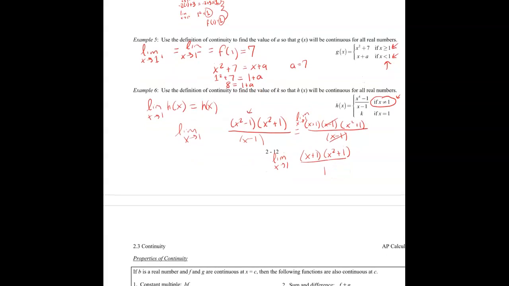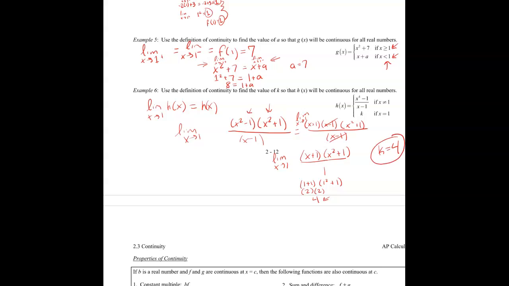Alright. So now I've got what I can to cancel, I'm going to go ahead and plug in 1. So plugging in 1, I don't need my limit sign anymore, so 1 plus 1 times the quantity of 1 squared plus 1 should give me 2 times 2, which should equal 4. So all in all, I want k to equal 4.